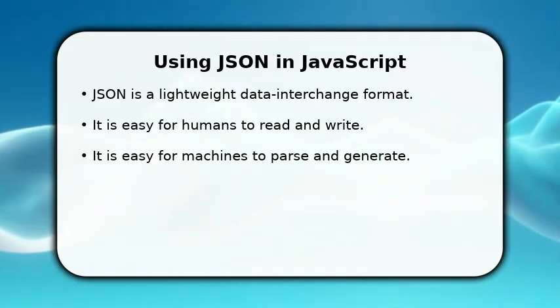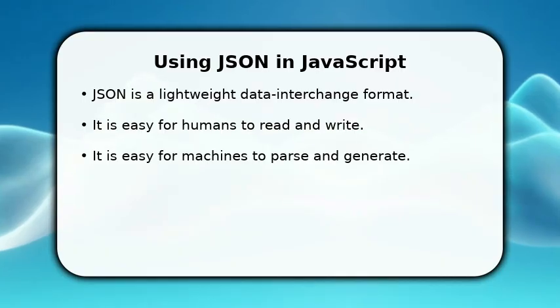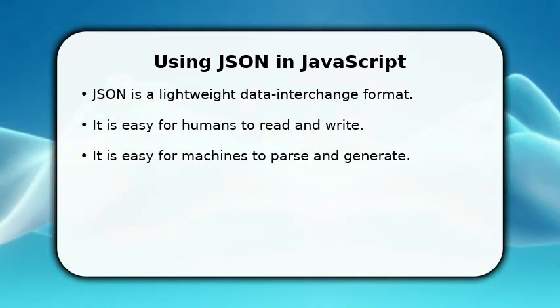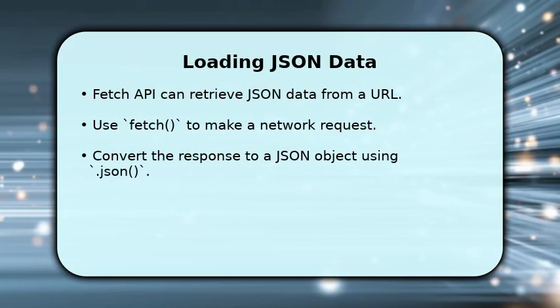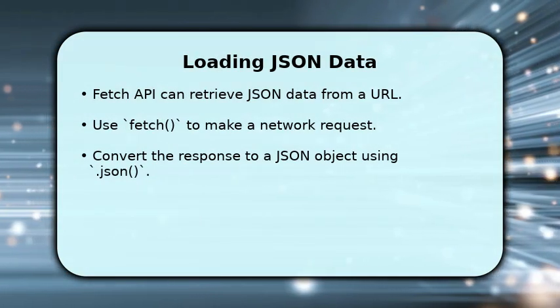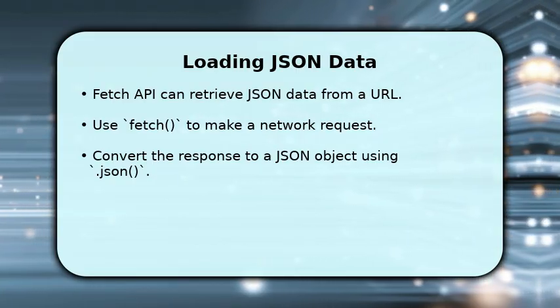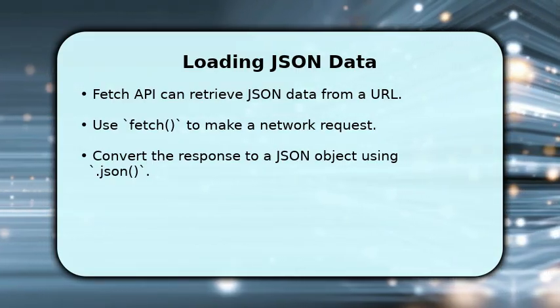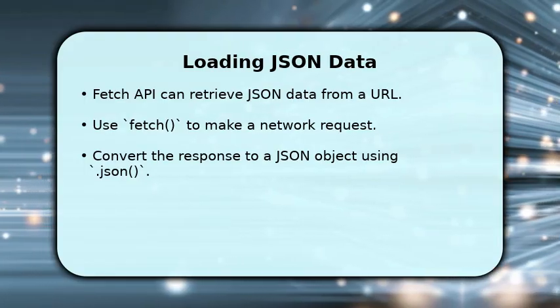We'll cover how to load and access data from a JSON file directly within your JavaScript code, making your applications more dynamic and data-driven. To load JSON data, the Fetch API is your primary tool. You'll use Fetch with the path to your JSON file, which can be local or a remote URL. Once the request is successful, the response object needs to be processed.